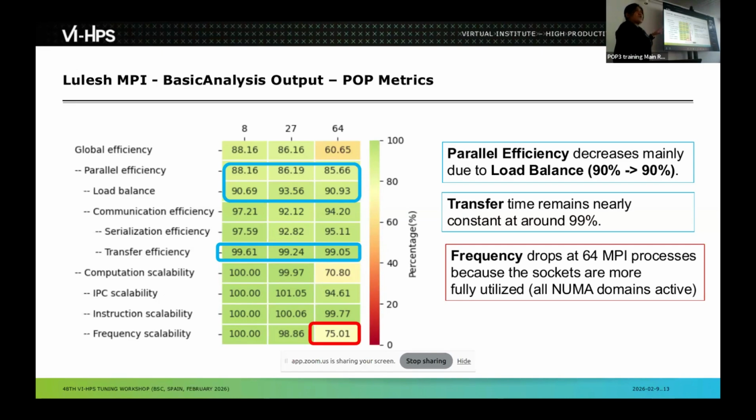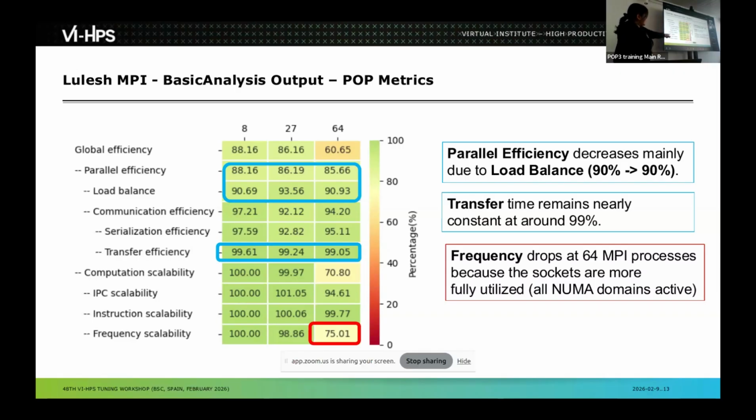This means we have 2 sockets and each socket has 2 NUMA domains. In the case of the 64, we are mapping 60 processes per NUMA domain. This means that the NUMA domain is nearly fully utilized because each NUMA domain has 20 cores. This is the architecture of the ACC partition.